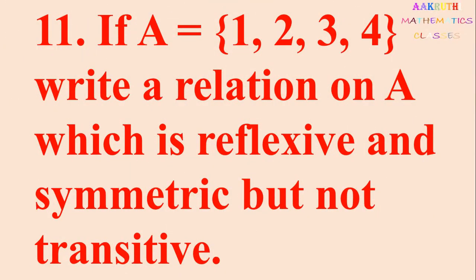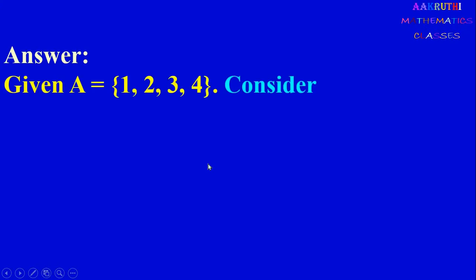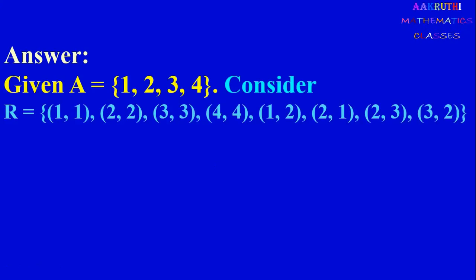So it is problem number 11. If A equal to {1, 2, 3, 4}, write a relation on A which is reflexive and symmetric but not transitive. Now here the set is given, and you have to form a relation which is reflexive and symmetric but not transitive. The given set is {1, 2, 3, 4}. You consider one relation; it should be reflexive.